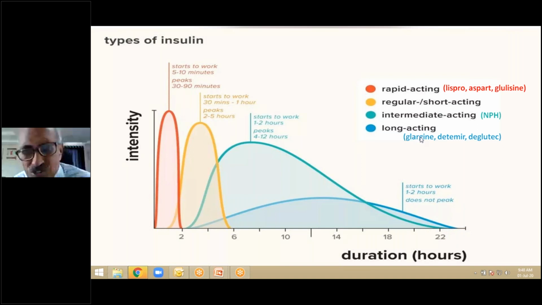And long acting insulins, as I said, glargine and degludec, are very slow acting. They take 1 to 2 hours to initially work, but they don't peak very high; there is an almost flattened curve. They don't have high levels and keep maintaining a lower profile for up to 24 hours. That is also good for us to plan management.